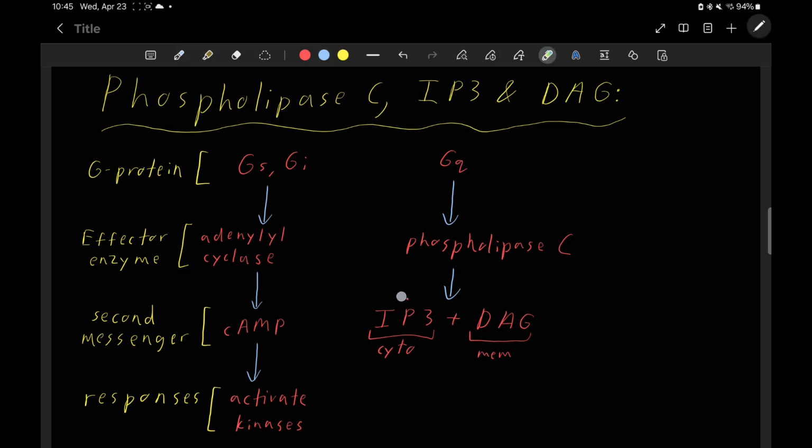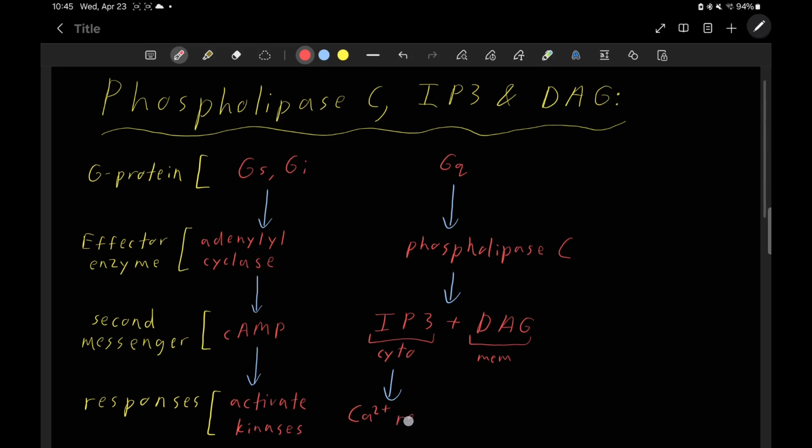So we've established our two second messengers, and these second messengers can do the response of the following. So IP3, that's the one in our cytoplasm, that does the response of calcium release, calcium ion release from intracellular stores, which can do things such as stimulate muscle contraction. And then DAG, which is the second messenger that stays in the cell membrane, can activate protein kinase C, which can lead to more cell responses.